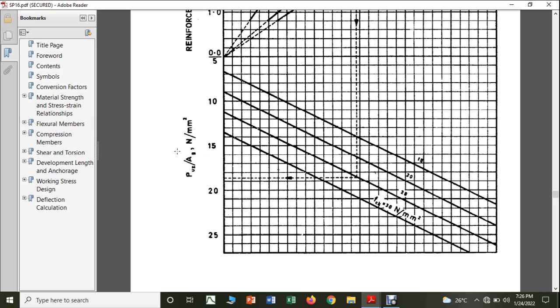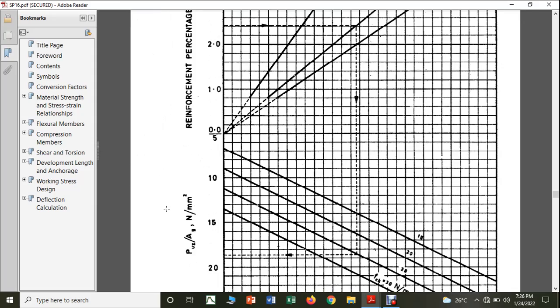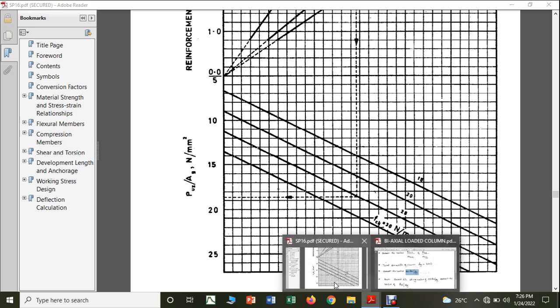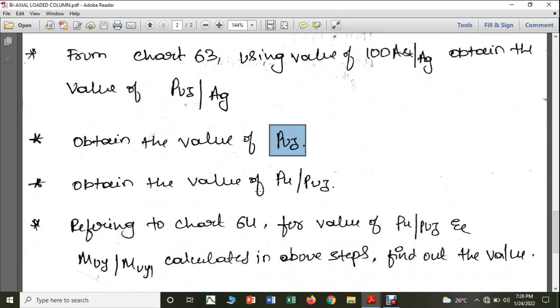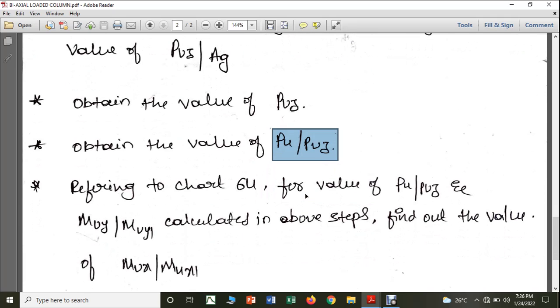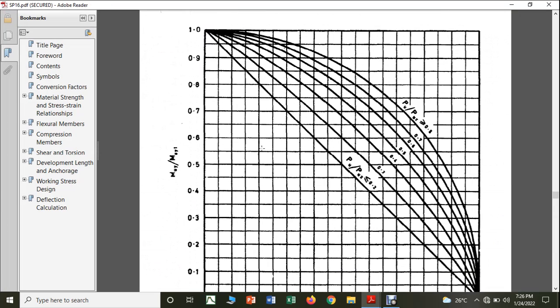From this chart number 63, finally I get the PUZ by AG value. Once I get the PUZ by AG value, you multiply that value by AG, and finally you will get the PUZ value. Once I get the PUZ value, get the PU by PUZ value. Once you have the PU by PUZ value, now go to chart number 64.